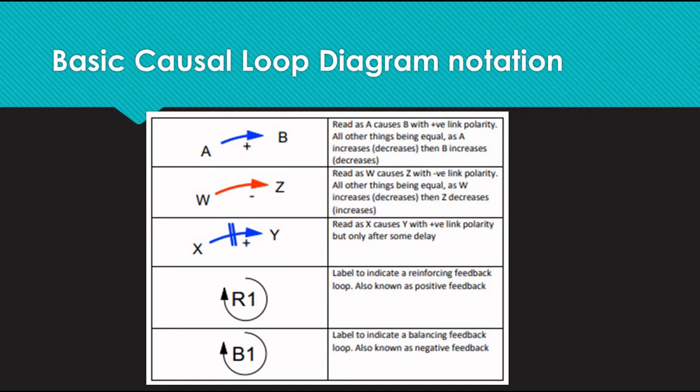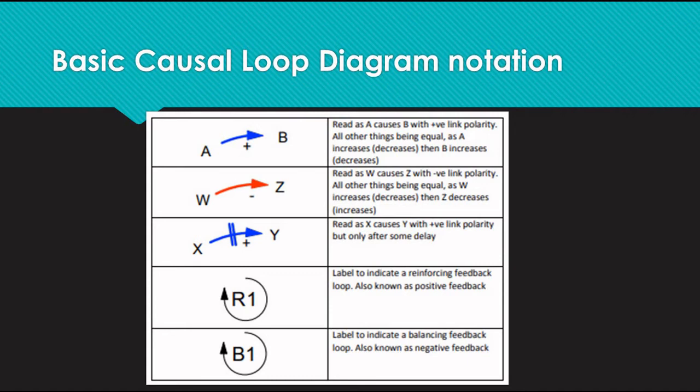Contrary to that is the second notation. This means that W causes Z with negative polarity. This means that as W increases, Z decreases, and vice versa. Meaning, if W decreases, then Z increases. We could think of an example such as the amount of water that we take out from the ground. The more water we extract from the ground, the amount of water in the reservoir would also decrease.